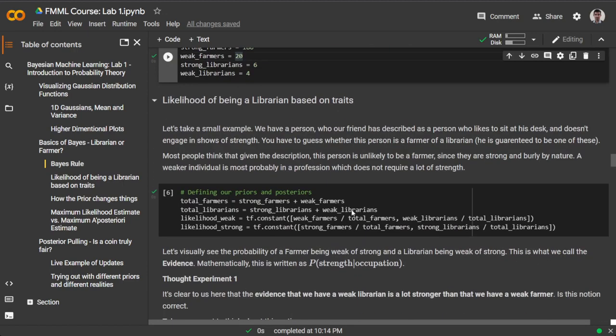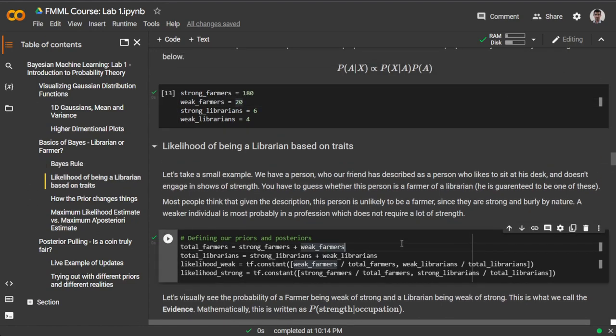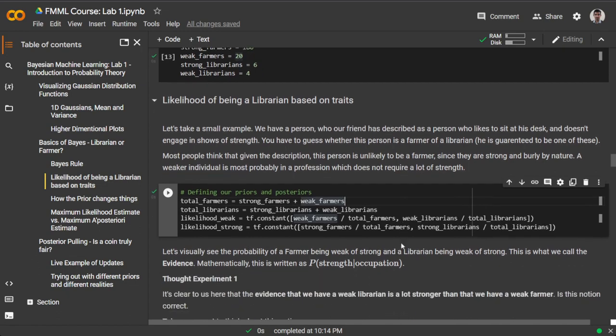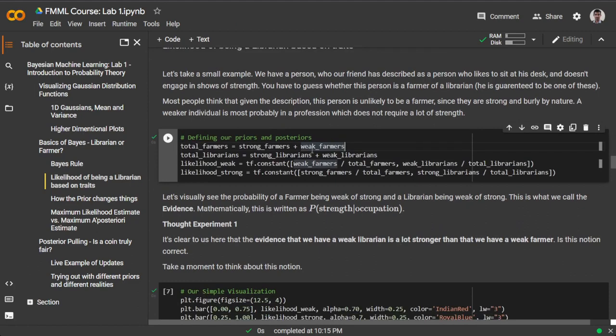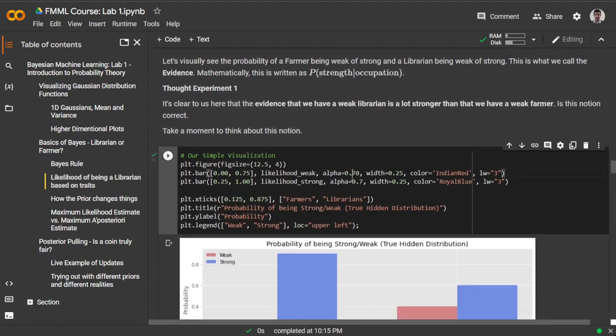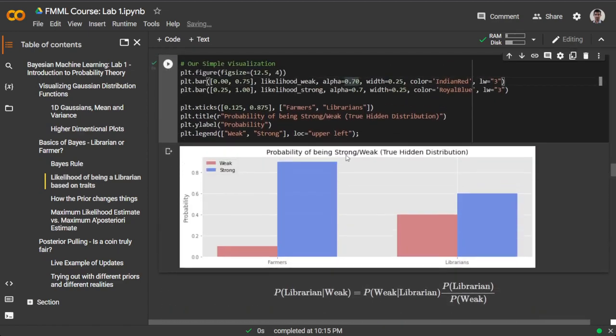And this is what Bayesian machine learning or Bayesian methods in general take into effect. So here we compute the priors and the posteriors based on the Bayes update formula, and you can go through these formulae. And then we plot, for the first thing, the probability of being weak or strong given that you are a farmer versus given that you are a librarian.